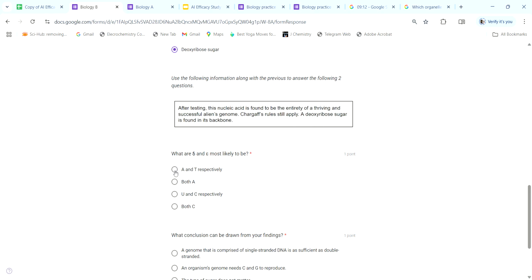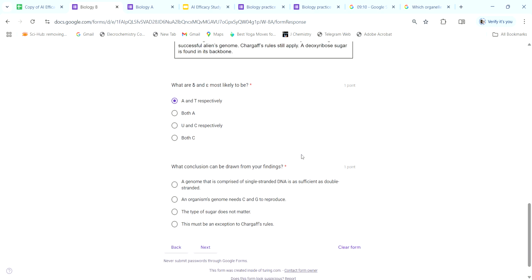What conclusion can be drawn from your finding? A genome that is comprised of single-stranded DNA is as sufficient as double-stranded. An organism's genome needs C and G to reproduce. The type of sugar does not matter. This must be an exception to Chargaff's rule. So I'll go for a genome that is comprised of single-stranded DNA. I'll move to the next part.